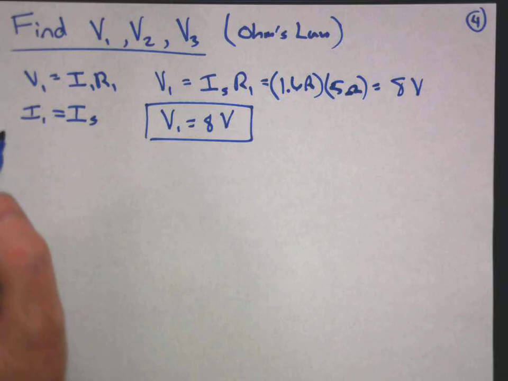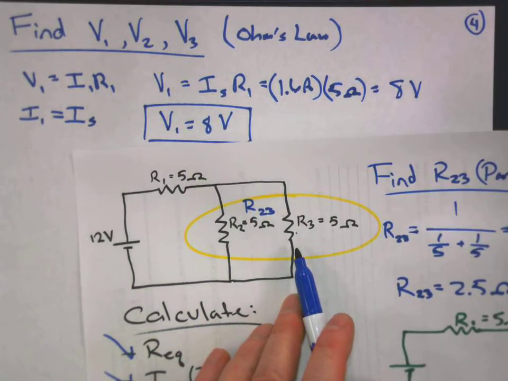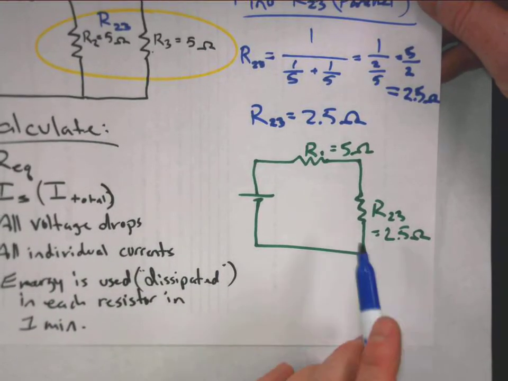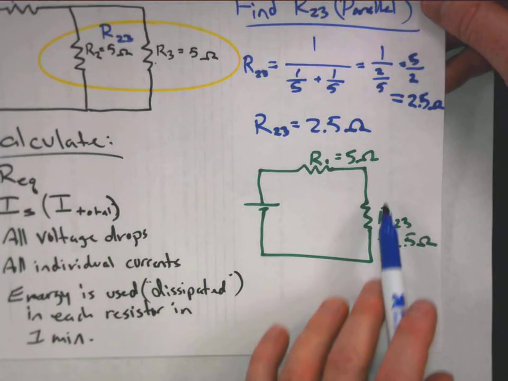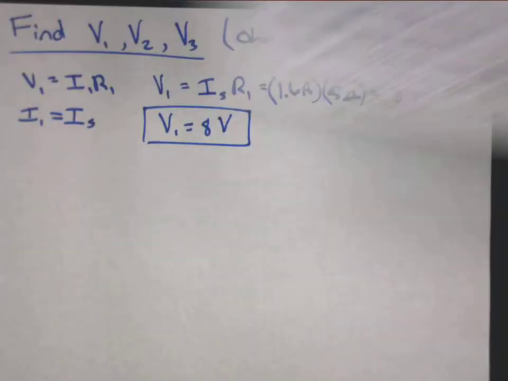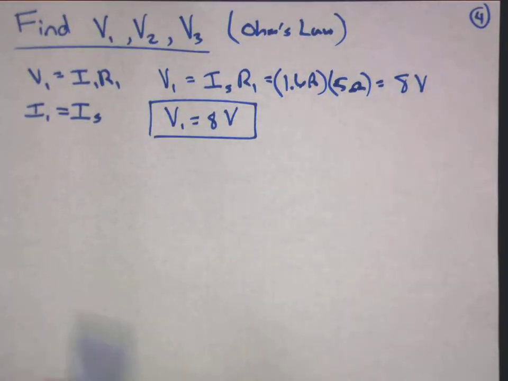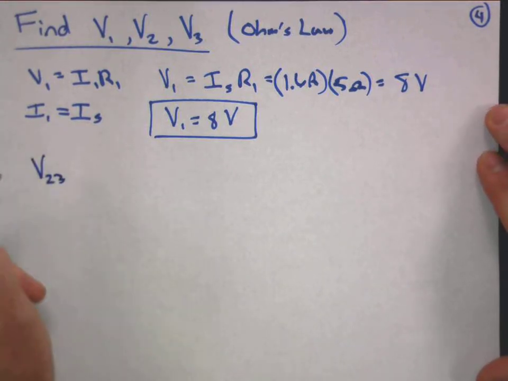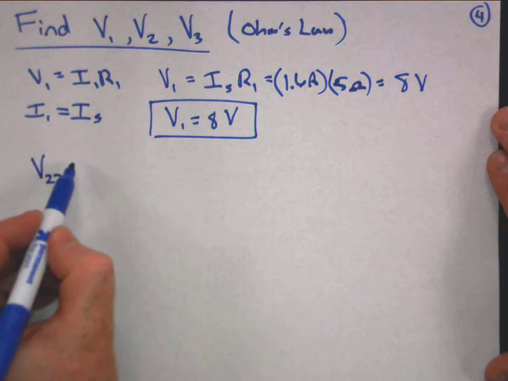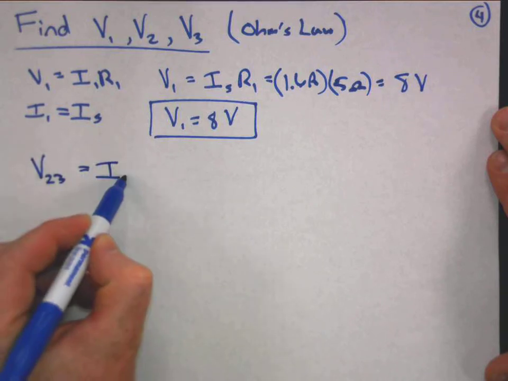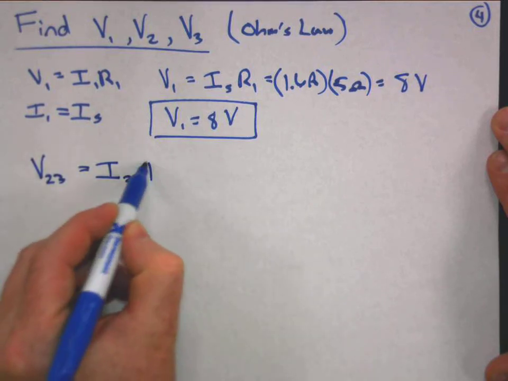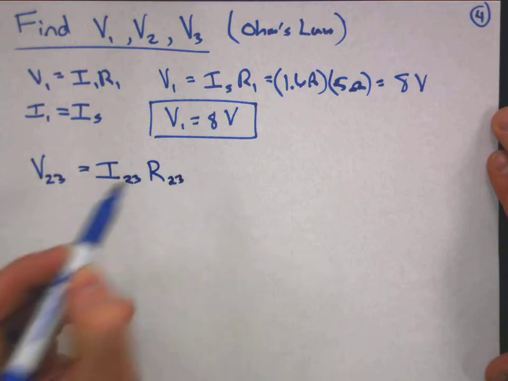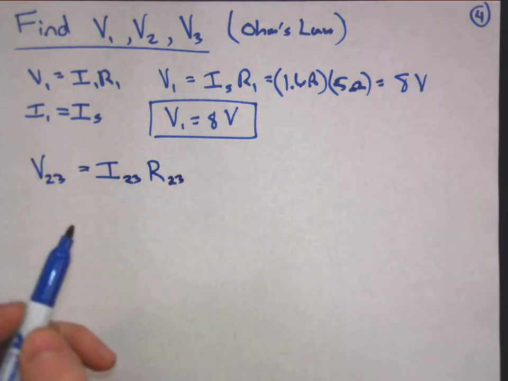Instead of voltage of 2 or voltage of 3, I've got them combined right here, and I've got R23. So there is a voltage drop across R23. Even though it's sort of an equivalency, I can talk about the voltage drop of 2,3. Well, here's the deal. It is equal to the current through 2,3 times the resistance of 2,3. Cool. Do I know the current through 2,3?